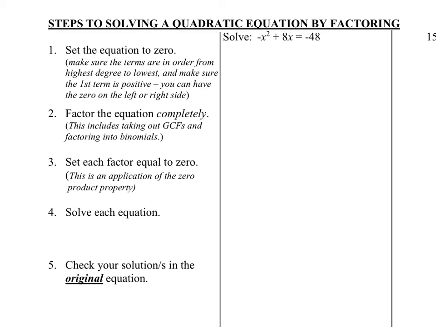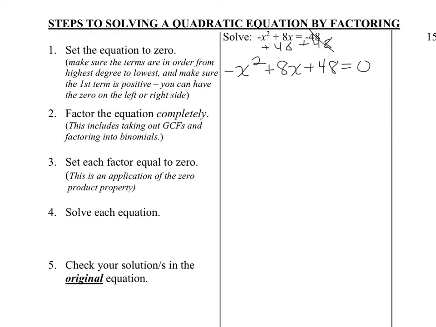So looking at this first one in the first column, to get everything equal to 0, you should add 48 to both sides. And then because you're going to end up factoring, you want to make sure that you write your terms in the ax squared plus bx plus c order. So I'm going to have here negative x squared plus 8x plus 48 is equal to 0. All right. Now, step number 2 is that you are actually going to now factor this whole thing completely.